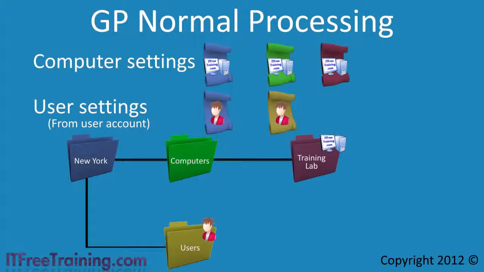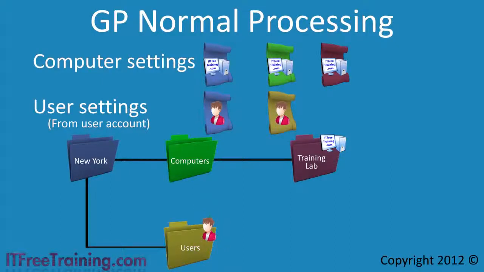First of all, let us look at the typical group policy deployment to understand why you would need loopback processing. In this example, the computer account is located under the OU Training Lab, which is found under the Computers OU located under New York. The user account is located under the Users OU, also found under New York.